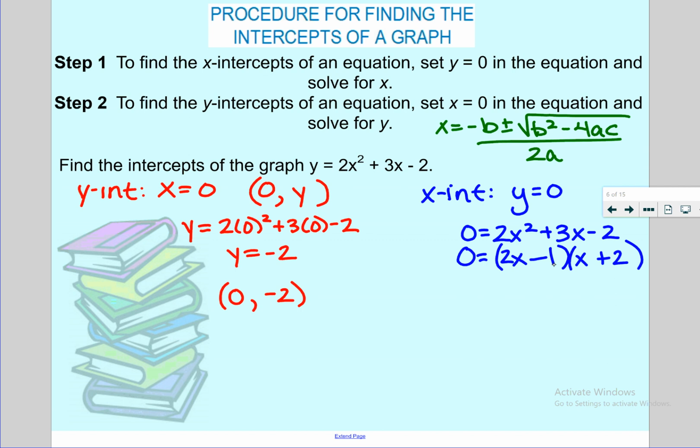Then once you have it factored, you set each factor equal to 0. If I set 2x minus 1 equal to 0, I will get x equals a half. If I set x plus 2 equal to 0, I will get x equals -2. And if you plug those back in, if you plug 1/2 in for both x's or -2 in for both x's, you should get 0.